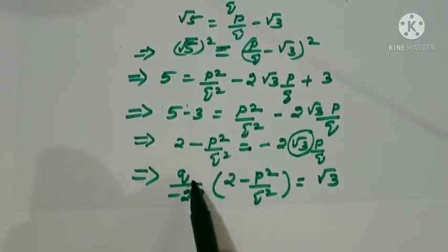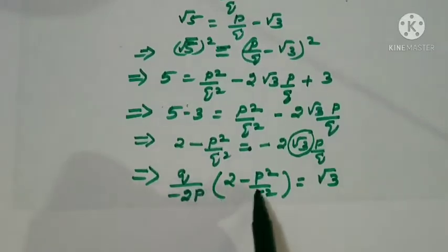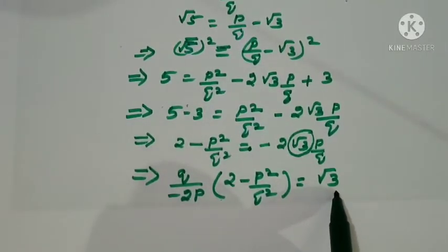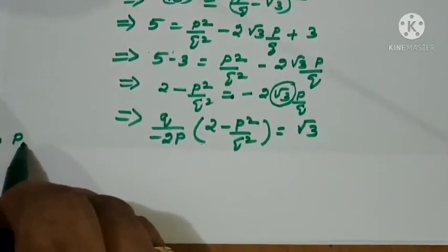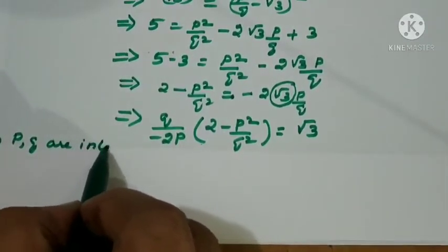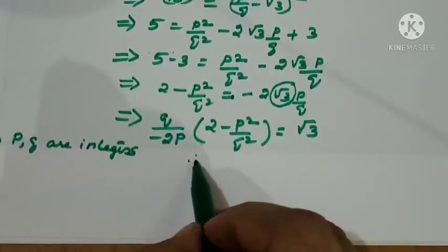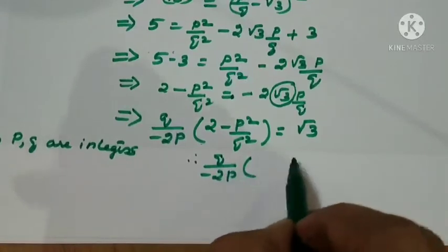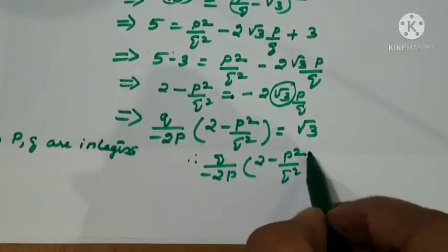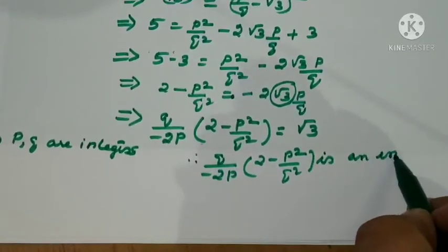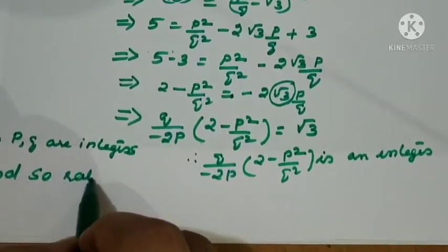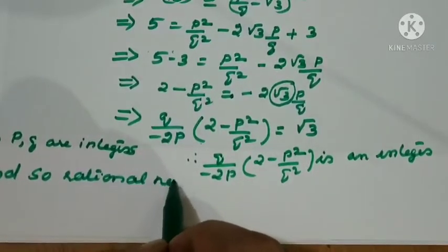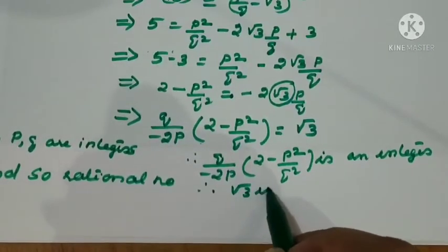Now what is the contradiction? All numbers are rational because they are all integers, so the result is also rational. So root 3 is rational, which contradicts again. 2, p, q are integers. Therefore q by minus 2p into 2 minus p square by q square is an integer, and so rational. Therefore, root 3 is a rational number.